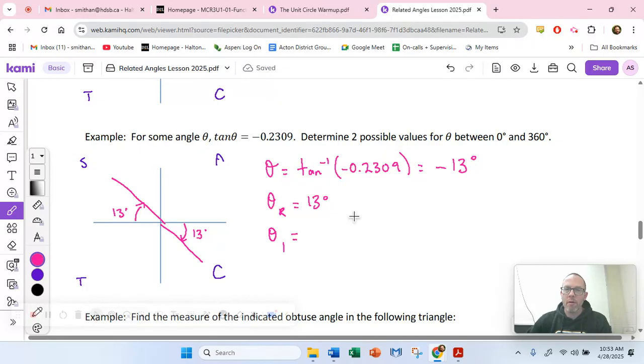So for our first one, we're 13 less than 180. So 167. And I'll write it this way. I'll write for my second angle, we have to work for. It's 13 less than 360.